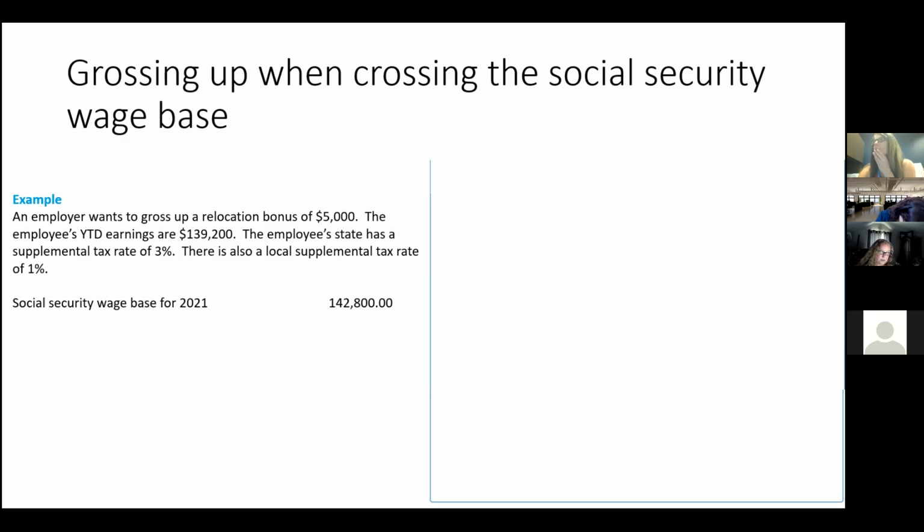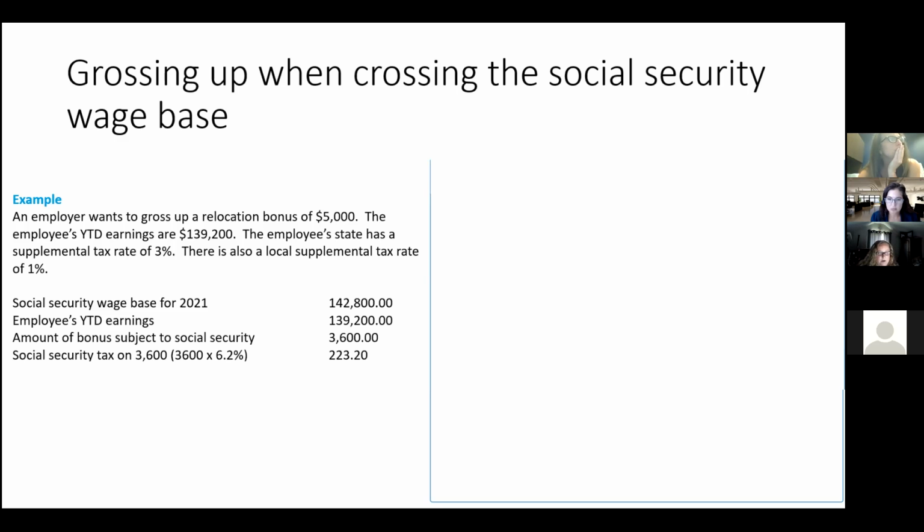The Social Security wage base for 2021 is $142,800. This bonus payment is going to put her over that limit. So we need to figure out how much of the bonus needs to be grossed up for Social Security. To do that, we're going to subtract, and we figure out that the amount of the bonus that's subject to Social Security is going to be $3,600. If we take that $3,600 and multiply by 6.2%, we get $223.20. That's the amount of Social Security that has to be paid on that bonus amount.